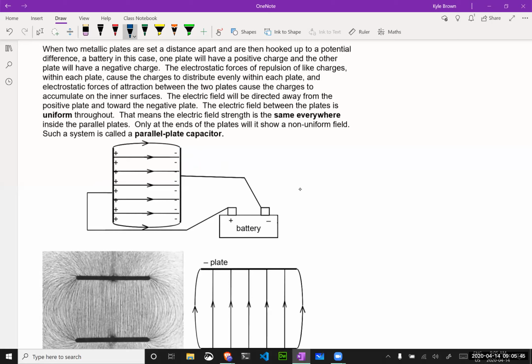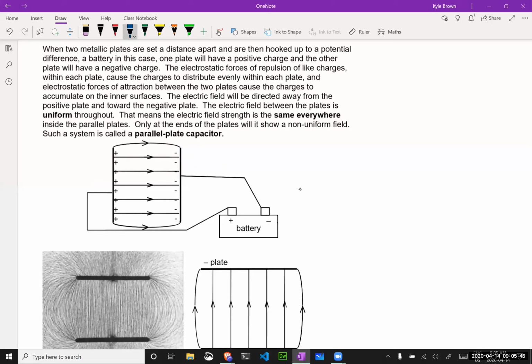The idea with plates is that the field strength in this case is going to be the exact same everywhere. So the field strength will be the same at every point on this graph. It doesn't matter where it's at. So the field strength will be the same there. Okay. Here's an example of the way that looks.